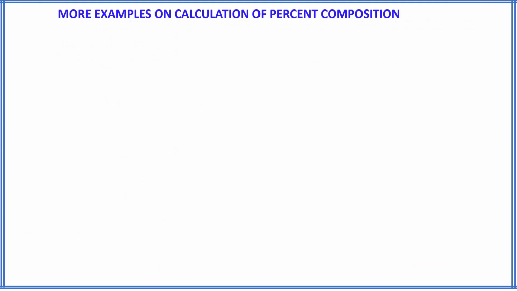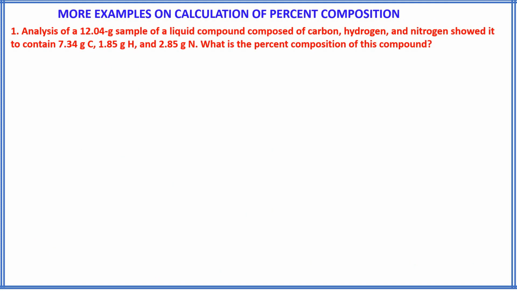Next, we will take more examples on calculation of percent composition. This is the problem actually. Here I will take weight. I am not taking the molecules here. Based upon the given mass only, we can calculate the molecular formula, the empirical formula, and the percentage of each element. Let me see what the problem is. Here the total sample weight given is 12 grams.